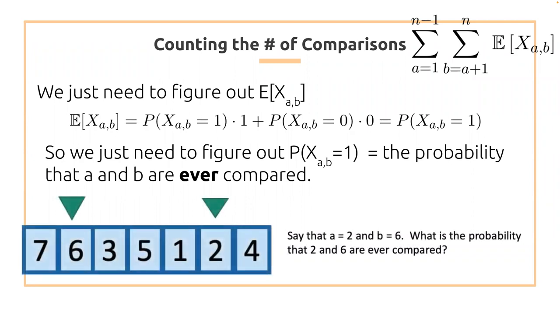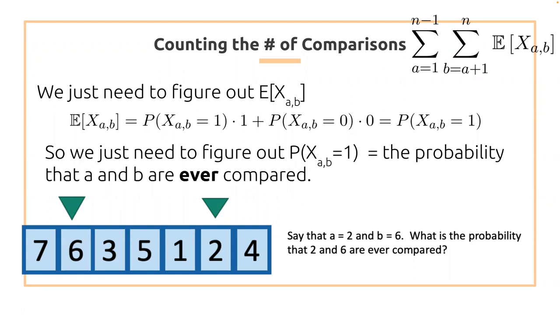Okay. So in order to finish up counting the number of comparisons in expectation, all we need to do is figure out the probability that I compare A and B, that they are ever compared. Given that I'm choosing the pivots at random, what is the probability that any two elements, let's say 6 and 2, are ever compared? I don't tell you what the pivot is. I'm going to pick it at random. So what's the probability they get compared?